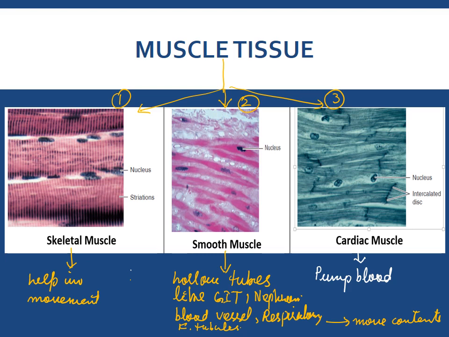Then the third type of muscle tissue are the cardiac muscles. And cardiac muscles are present in the heart chambers. Left and right atrium, and the role of cardiac muscle is to pump blood. When we say that the heart pumps blood, we are talking about ventricles.